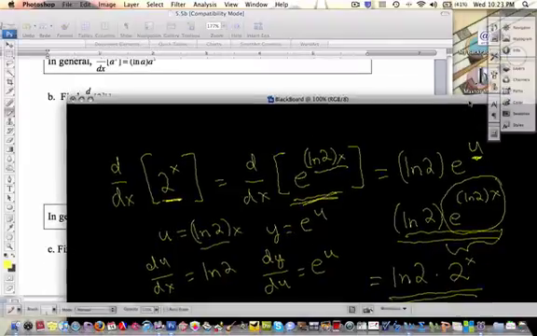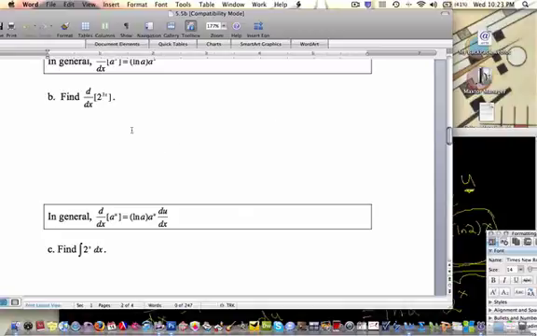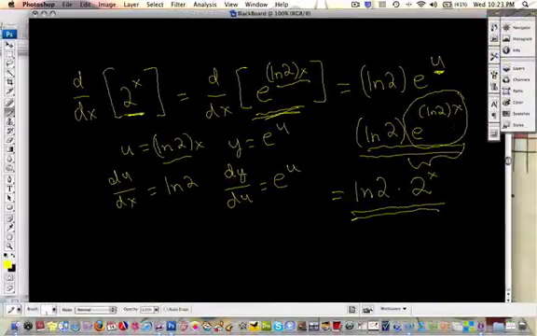Well, what if we have sort of, it's not just 2 to the x, but 2 to the, say, 3x. There's a couple ways to approach this. I'll do it down here.